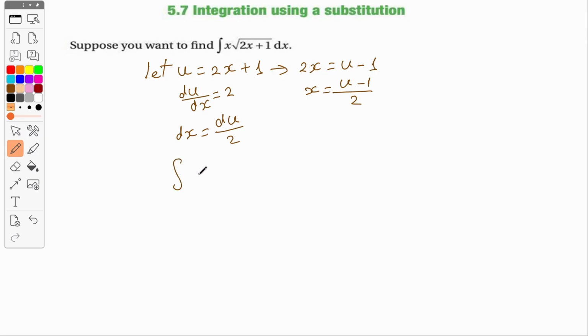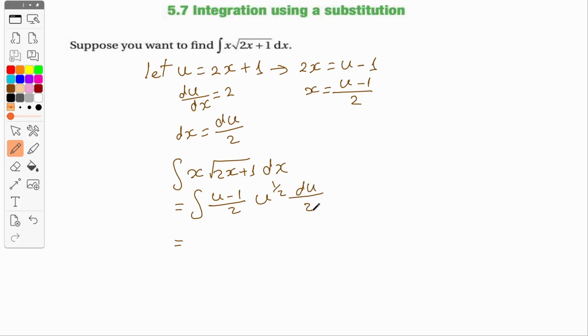So we say the integral of the quantity x times the square root of 2x plus 1 dx will be equal to the integral. Instead of x, we write u minus 1 all over 2, times the square root of 2x plus 1, which is u, so square root of u, or you can write it as u power of half. And then instead of dx, we write du over 2. As you see here, we converted every x to u.